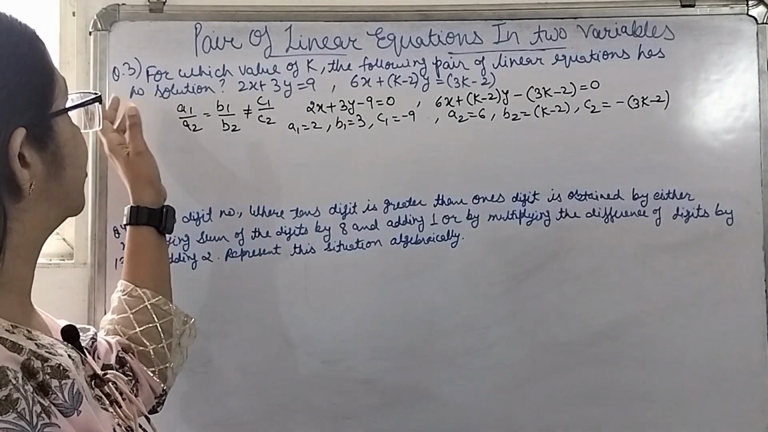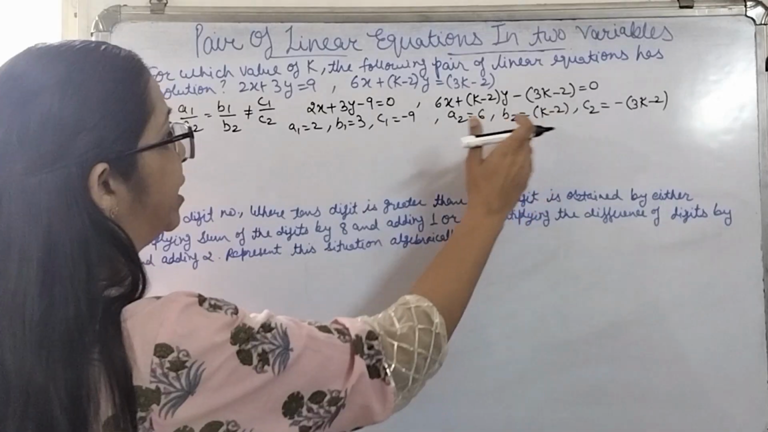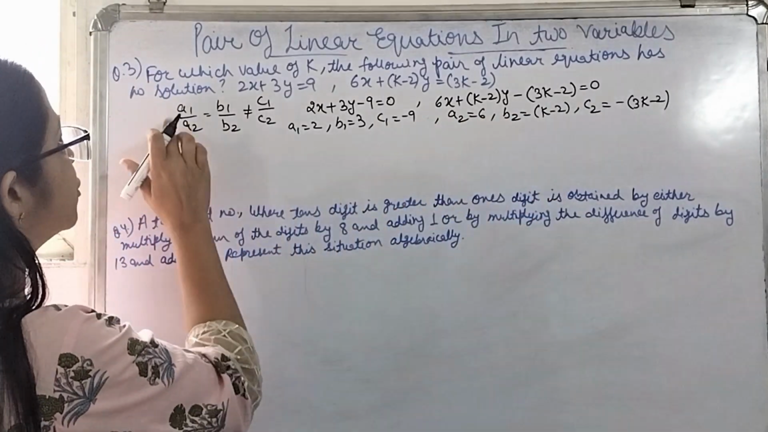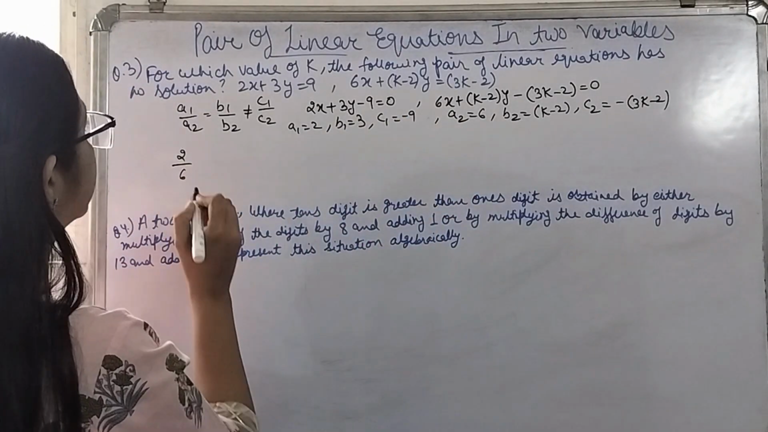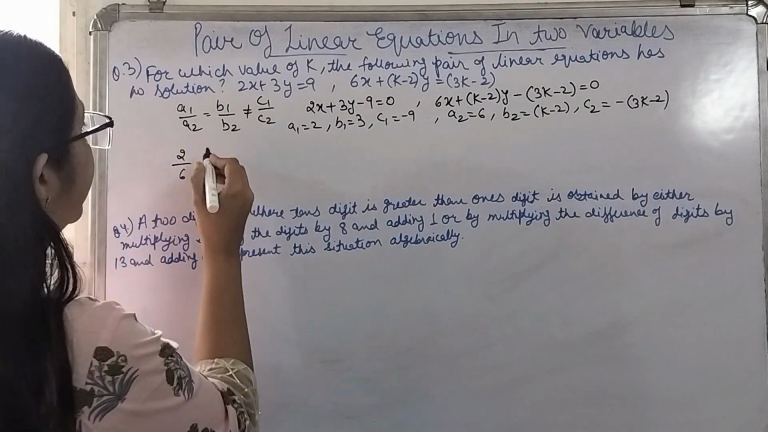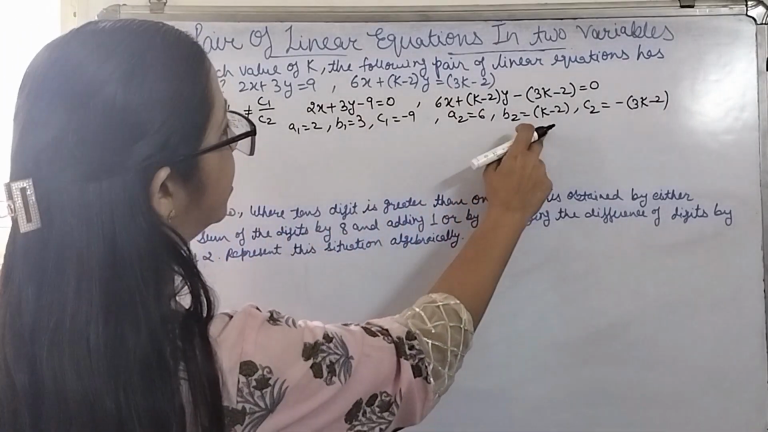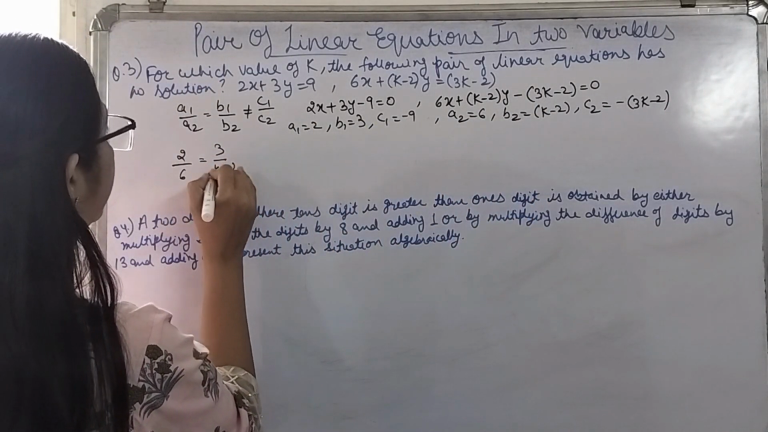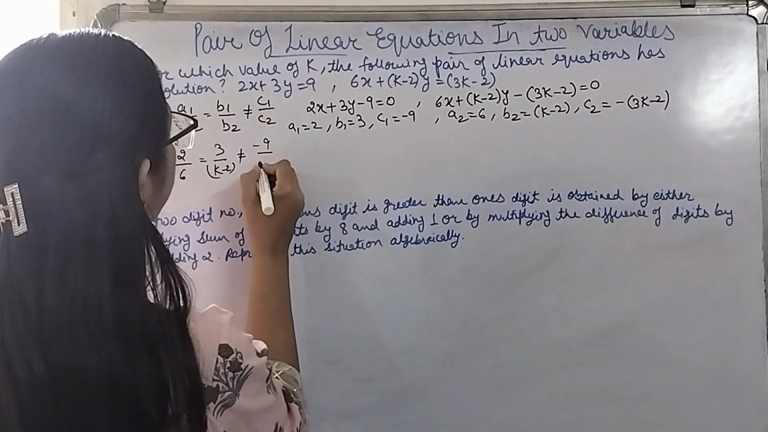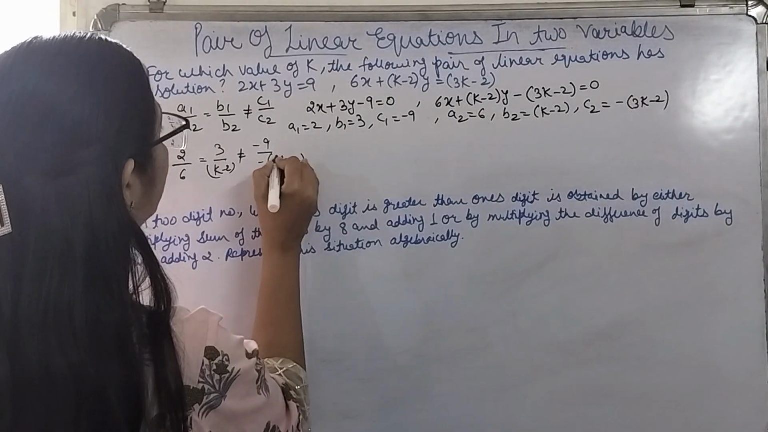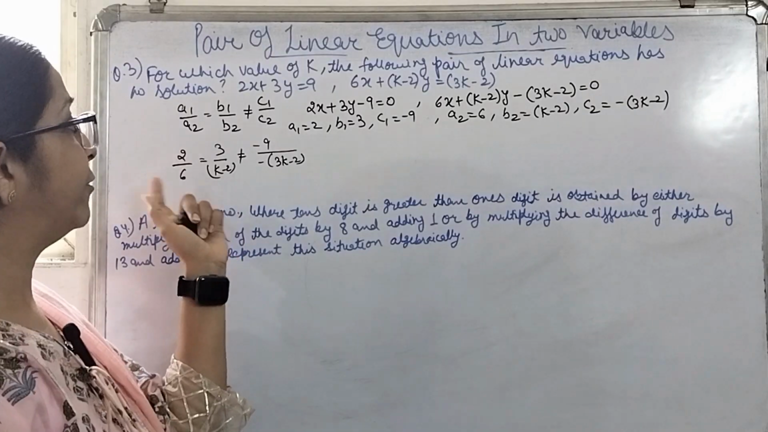Now for no solution, this is the condition which should be satisfied. So we keep these values of a1, a2, b1, b2 and c1, c2 over here. a1/a2 will become 2/6, it is equal to b1/b2, that is 3/(k - 2), and should not be equal to c1/c2, that is -9/-(3k - 2). So this is the condition which should be satisfied, and we have to find the value of k for it.